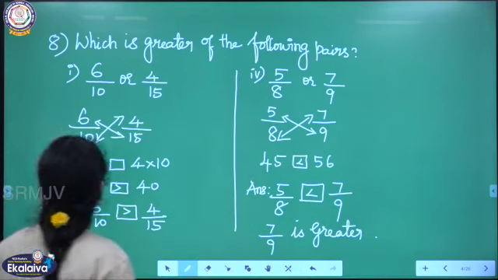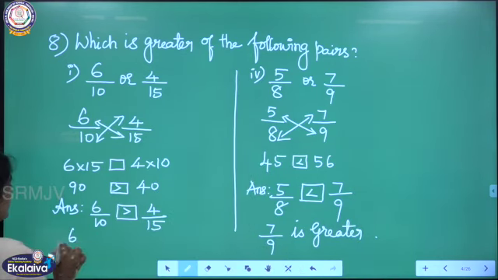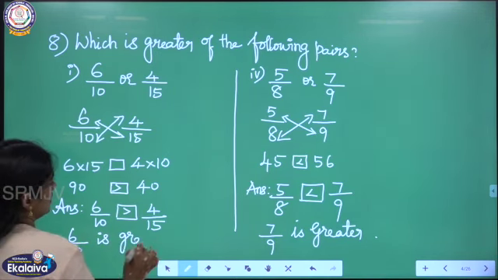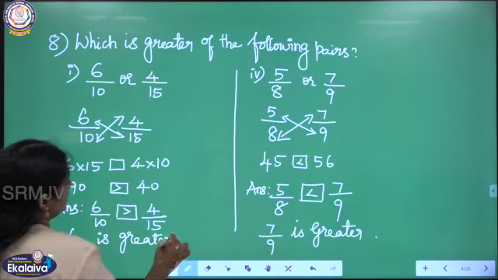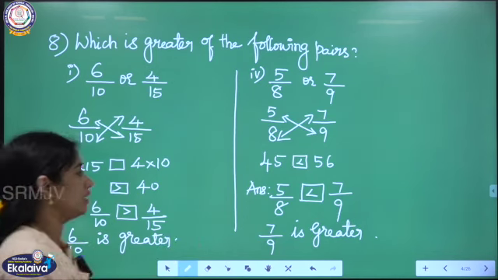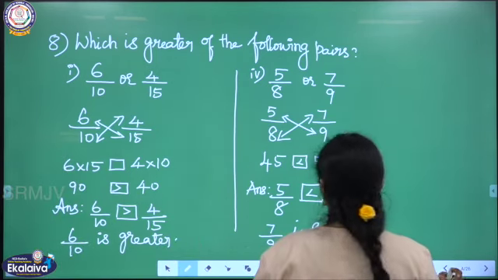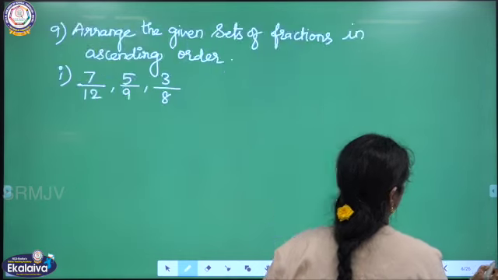Here also you can write one more step. 6 by 10 is greater. Got it, children? Okay, the same thing we have done for the seventh sum.